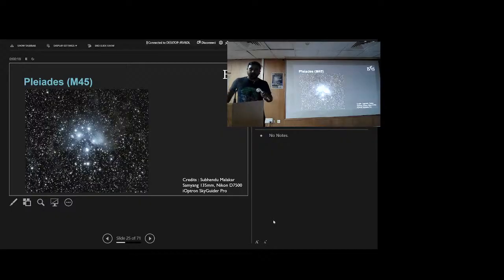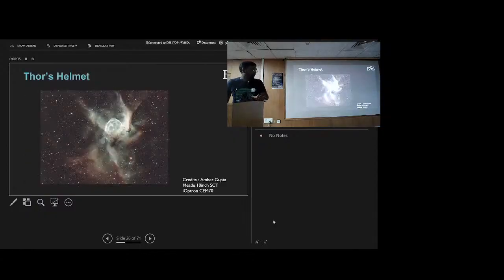Okay, we will resume from Pleiades. This is where it dropped, right? Okay, we are still dropping. Yeah, this is Pleiades taken by Subhendu. Again, this is also from Coorg, if I'm not wrong, right? Hanle. Okay, this is from Hanle. Next time I'll also add the location.